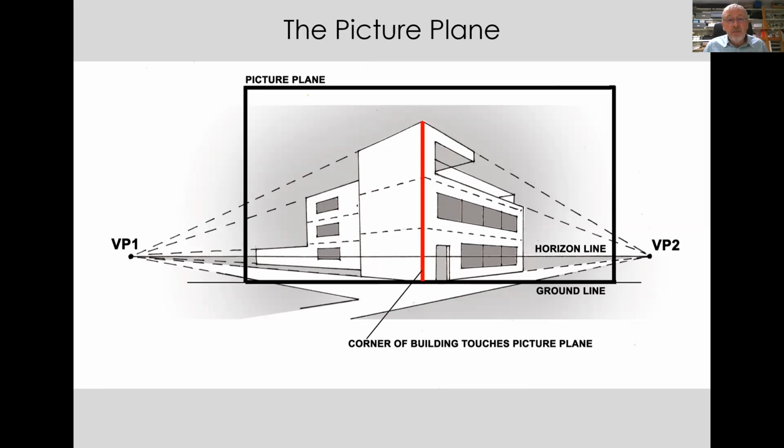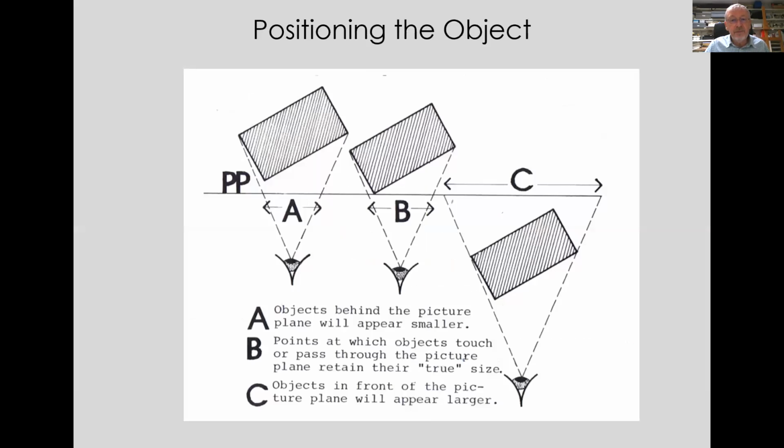So this idea of the picture plane, the television screen, in this case, I've shown a red line on the corner. This is because ideally the picture plane will touch the building to give you scale. And that's an important concept which we need to be aware of.